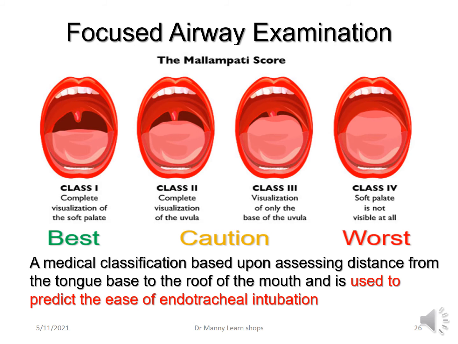Class 1 is the best because all aspects of the soft palate can be seen. Class 4 is the worst. Nothing can be seen, which makes intubation a little bit harder. In between you've got class 2, where you've got complete visualization of the uvula, but not the palatine tonsils. Class 3, you've only got the base of the uvula that you can see. You can't visualize the uvula effectively, the palatine tonsils, or the vocal cords. Class 1 is the best.